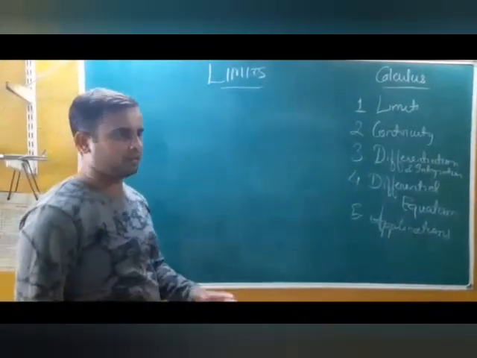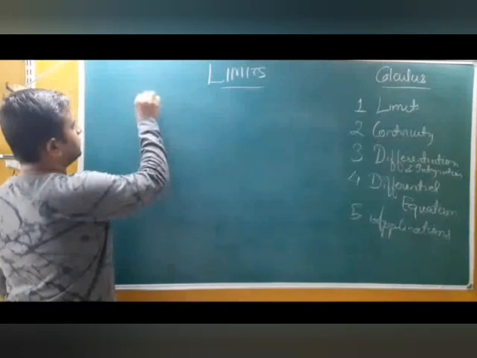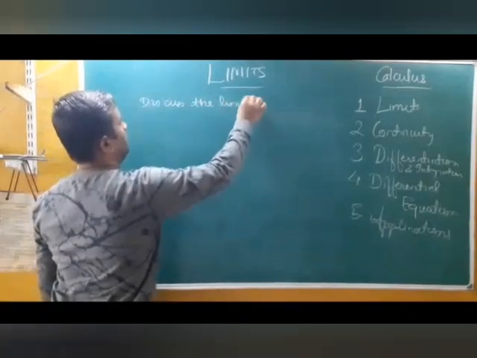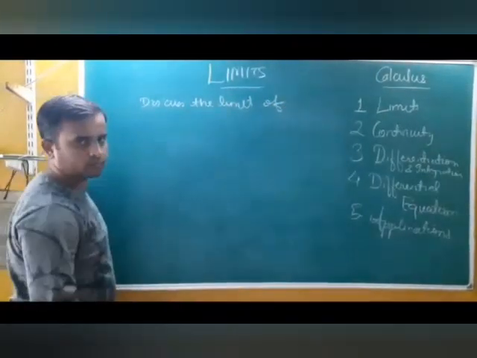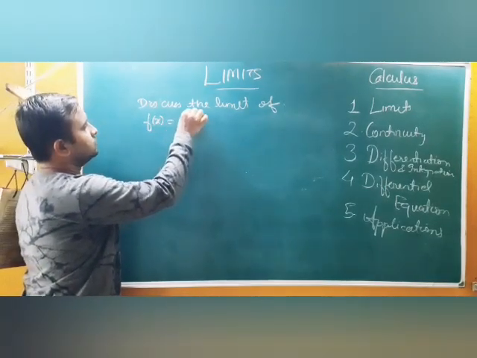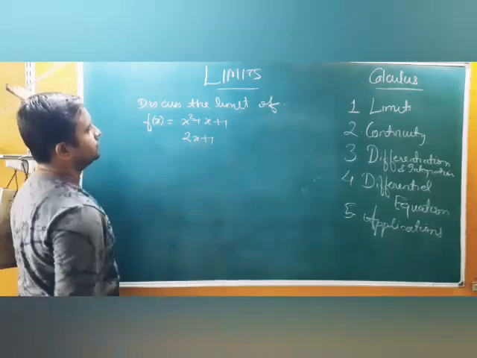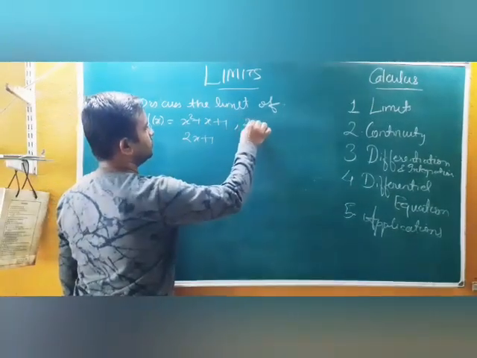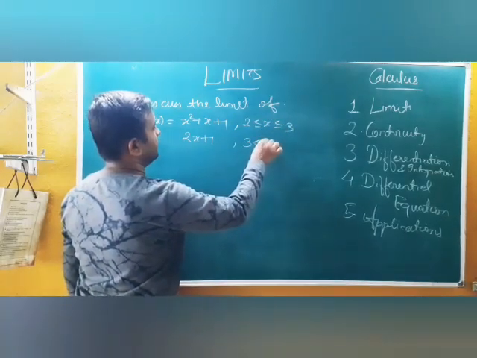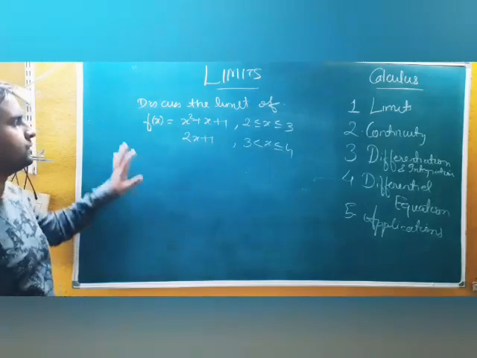Now write down the key example of this topic. Discuss the limit of. First you see what I am doing and then you solve. F of x is equal to x square plus x plus 1, and 2x plus 1. These are the two different values of function for this domain. So 2 less than equal to x less than equal to 3, 3 less than x less than equal to 4. So the domains are given, the function is given, we have to discuss the limit of this function.